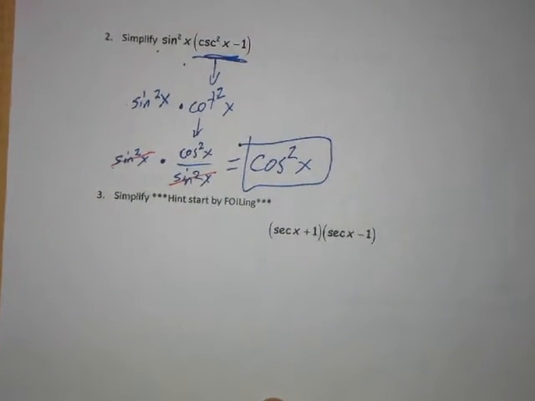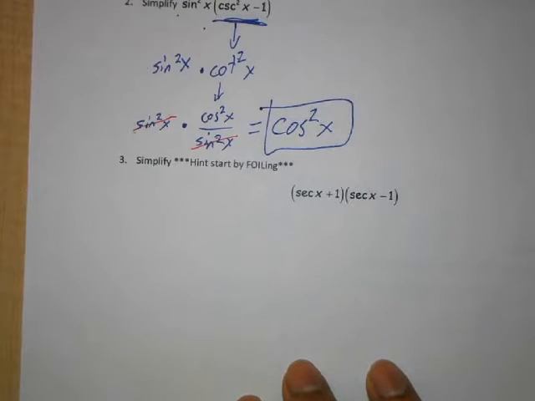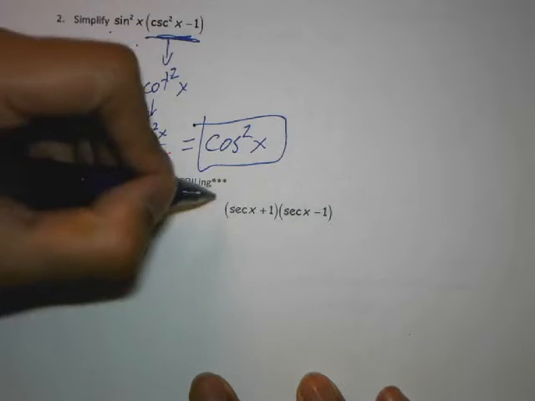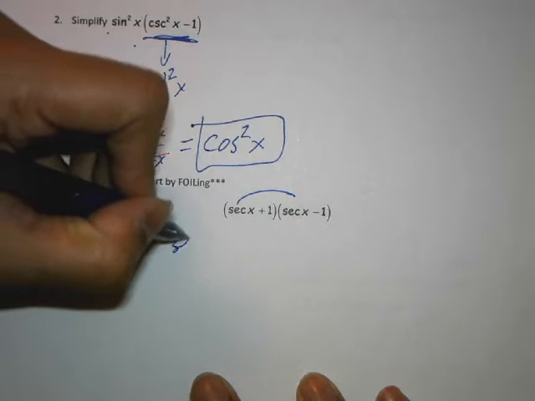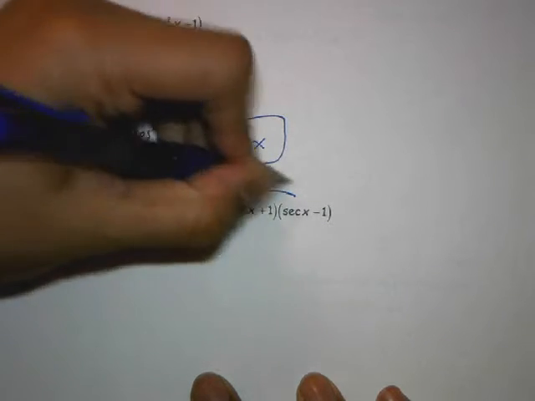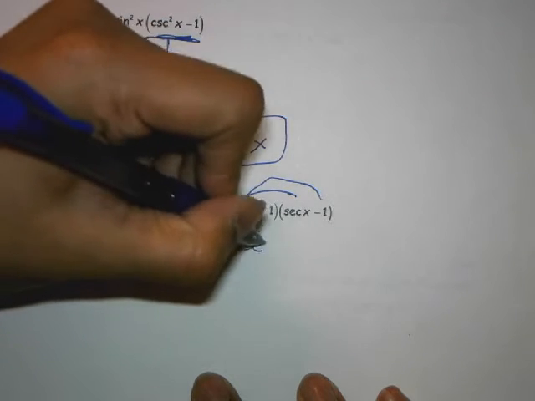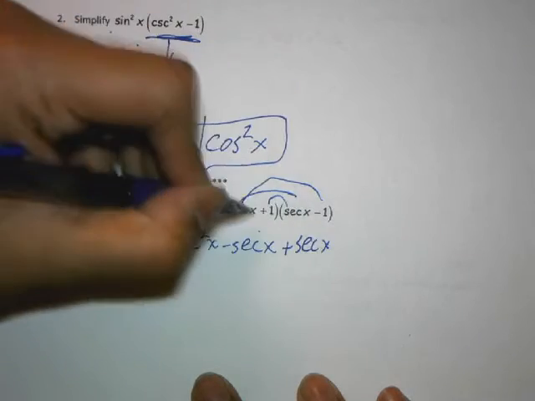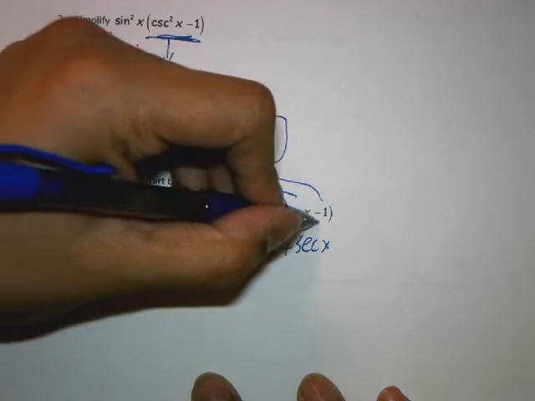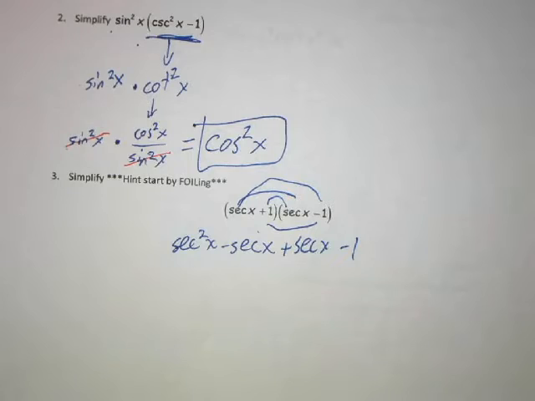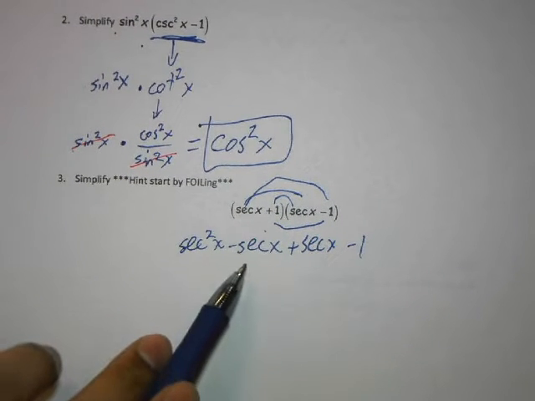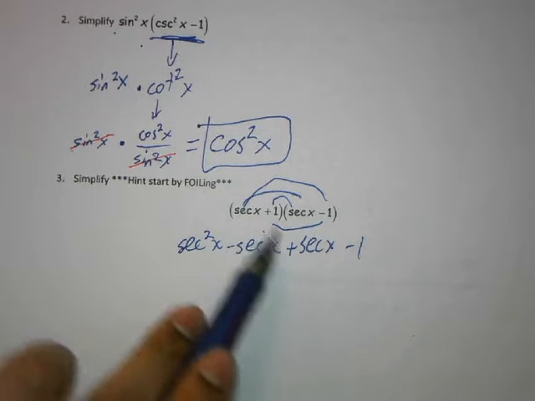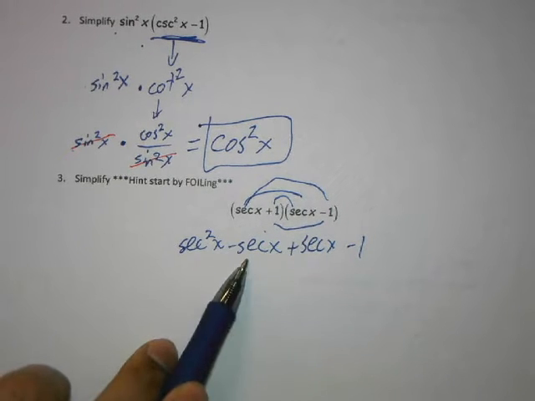Number 3 says, start by FOILing this. We have secant plus 1 and secant minus 1, right? So if we start to FOIL these out, right, remember first, secant squared x, then we do the outside minus secant x, then we do the inside plus secant x, and then we do the last, which is minus 1, right? So again, negative 1 times positive 1 gives you minus 1, secant times 1 is plus secant, and then secant times minus 1, negative secant.